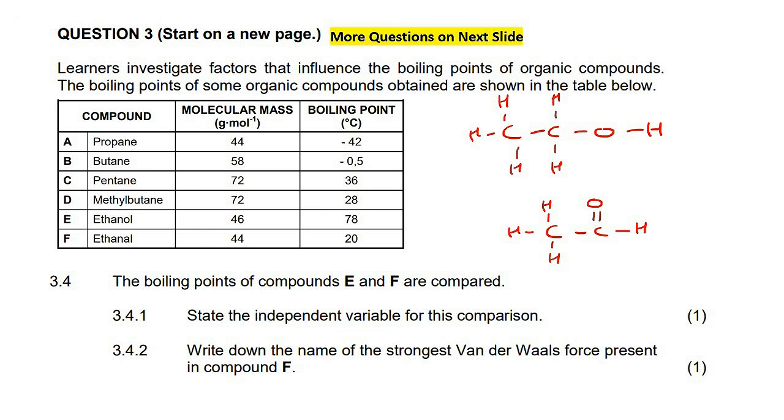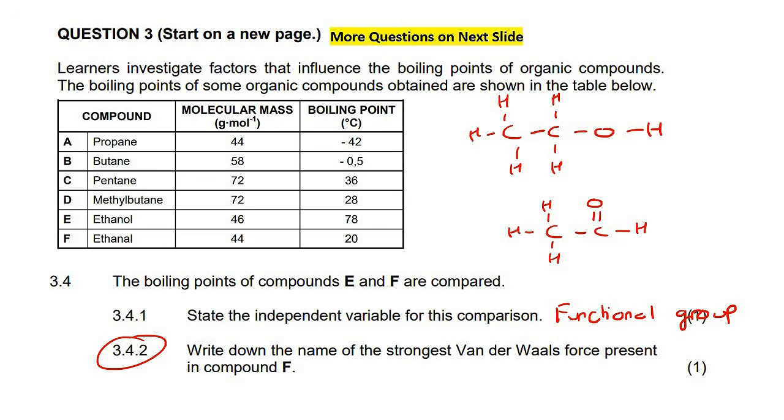I like this one. They've got the same carbon length, so the same chain length, but what they're changing is, here they're using an alcohol, and here they're using an aldehyde. So what are they changing? They're changing the functional group. That is what they are changing.